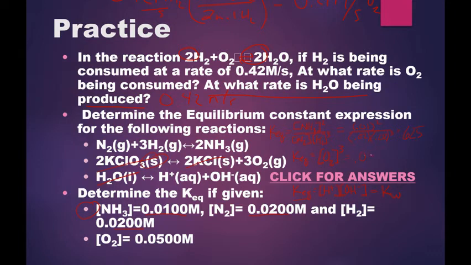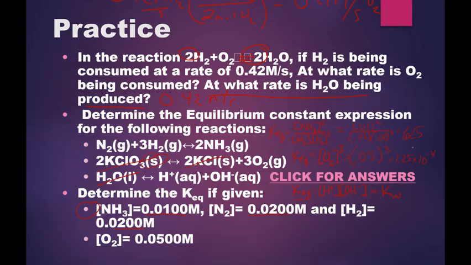And then for my next one, I have O2 cubed. So 0.05, and I'm going to cube that. 0.05 cubed is going to end up giving me a value of 1.25 times 10 to the negative 4.